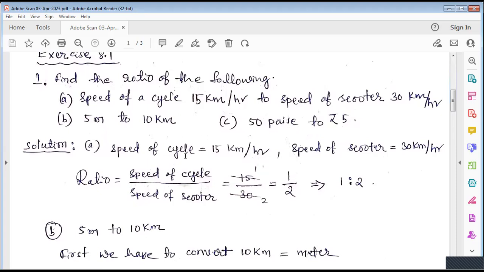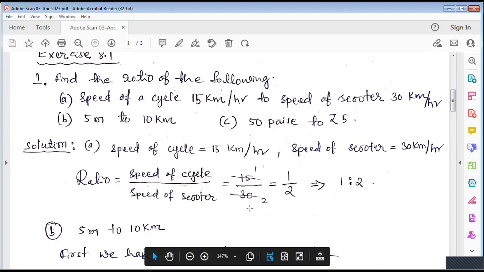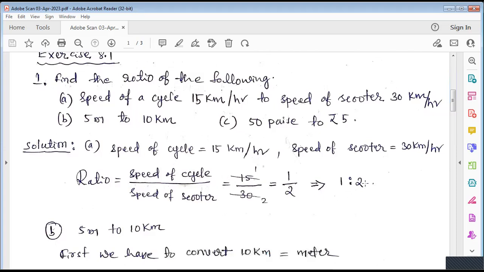The speed of the cycle is 15 km per hour, and the speed of the scooter is 30 km per hour. Then you have to take the ratio, so it is the ratio of speed of cycle to speed of scooter. Here you are substituting the value of speed of cycle, that is 15 km per hour, and speed of scooter is 30 km per hour, and you cancel it. 15 ones are 15, twos are 30, it goes 1/2. So the ratio becomes 1:2.